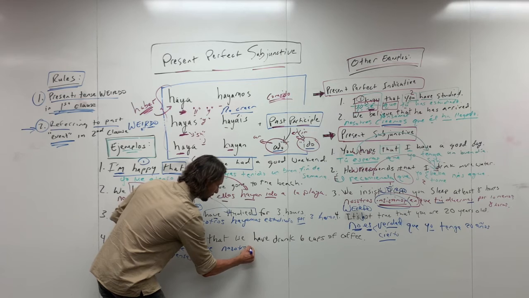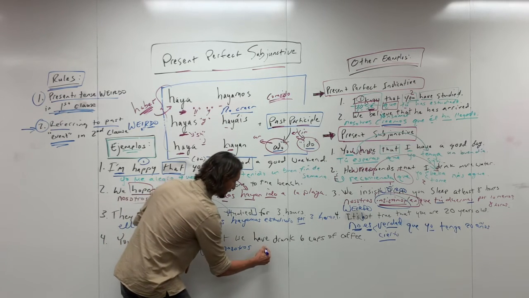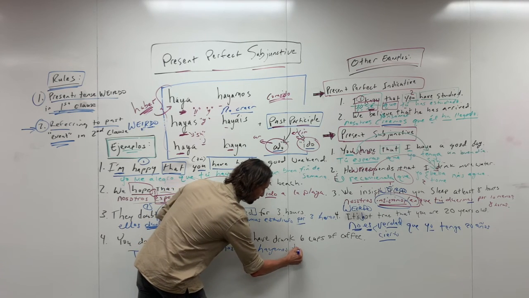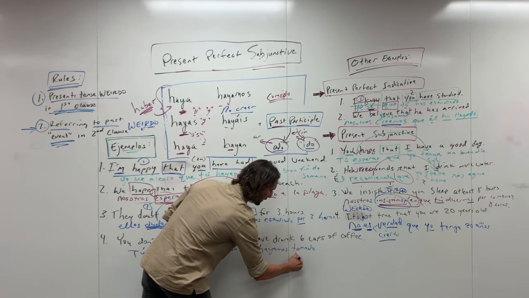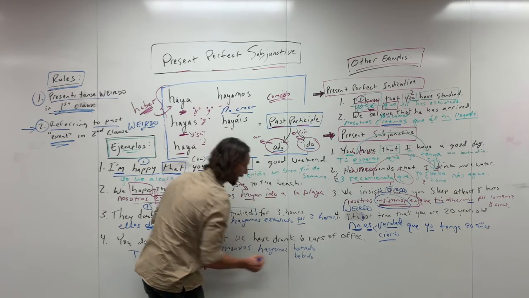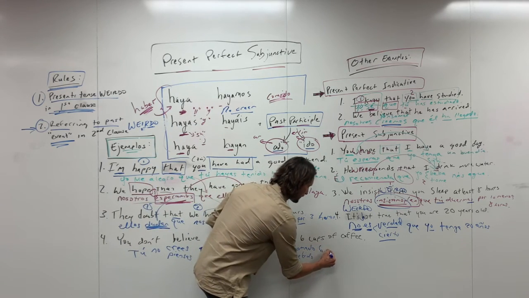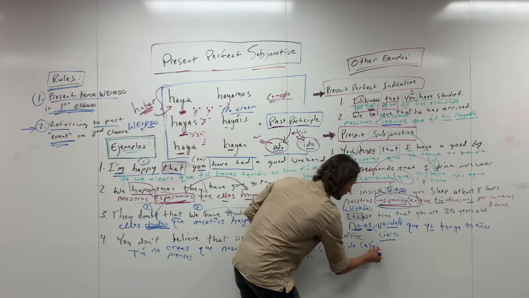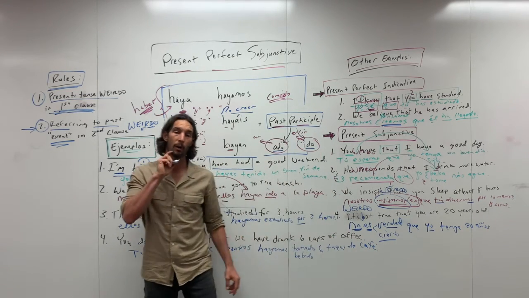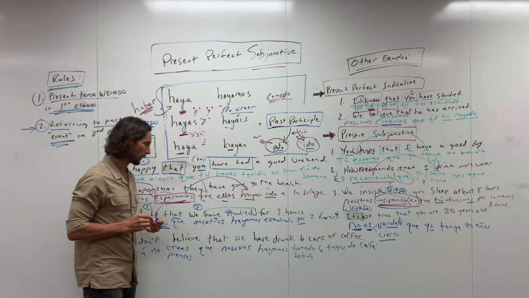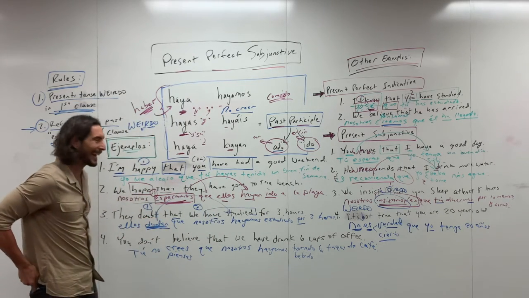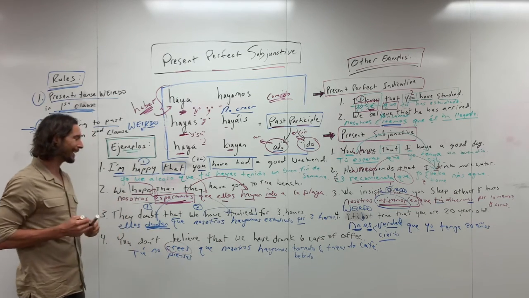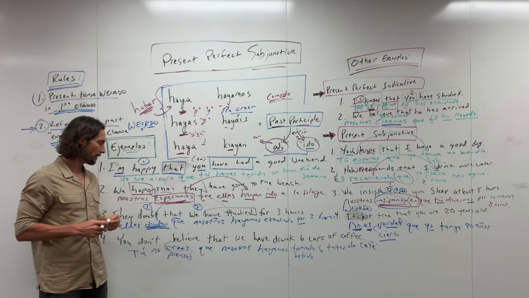nosotros have drunk, right? So hayamos tomado, right? Or bebido, for those of you who are fans of that verb, 6 tazas de café, right? That's an accent there. So hopefully, let me walk through this with you guys really quickly. So tú no crees, right? I'm going to stick with this one here. Tú no crees, you don't believe that, right?